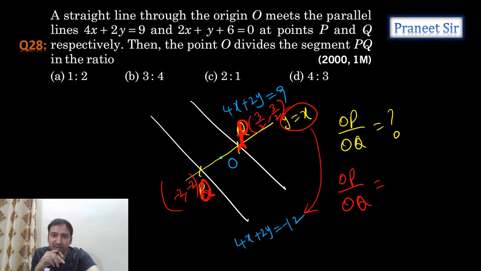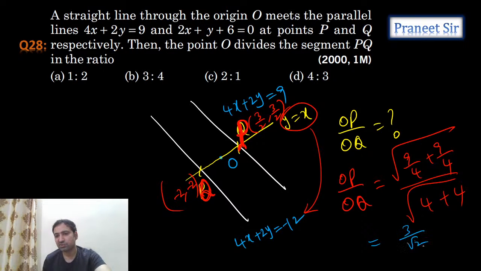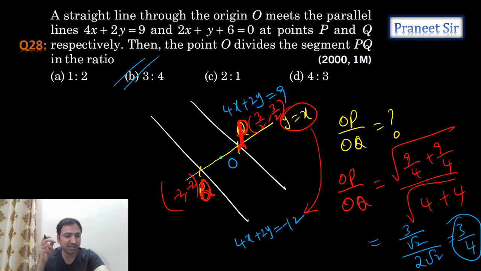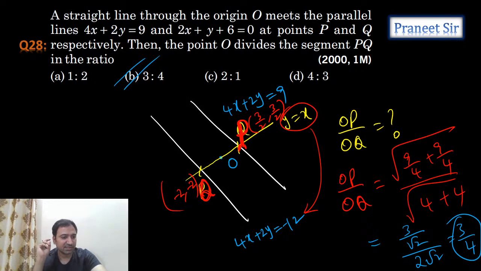Okay. Right. So when we calculate OP, how much are we getting? Square root of 9 by 4 plus 9 by 4. And here how much are we getting, guys? We're getting 4 plus 4. So now let's simplify this. So here 9 by 2, which is 3 by root 2, by 2 root 2. If you simplify this, I am getting 3 by 4. So 3 by 4 is the answer. Option B is the answer, guys. Is it clear? Any doubts in this?